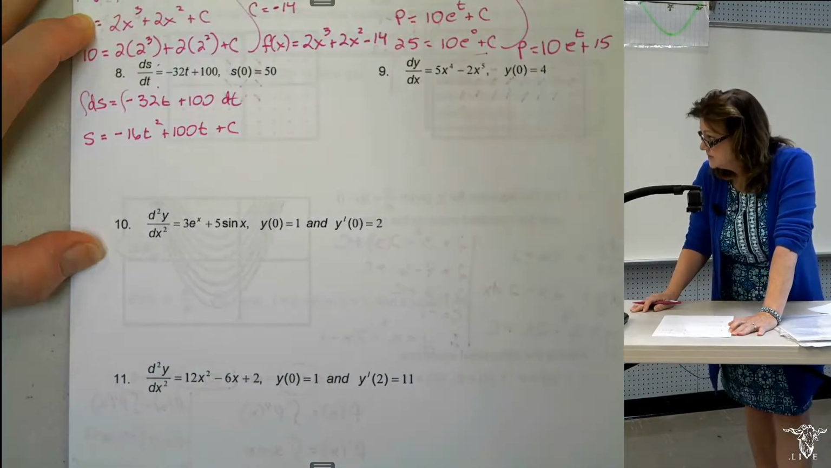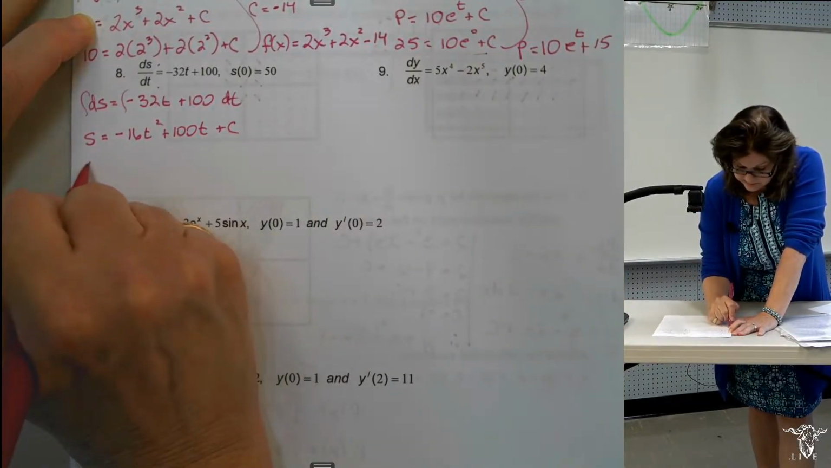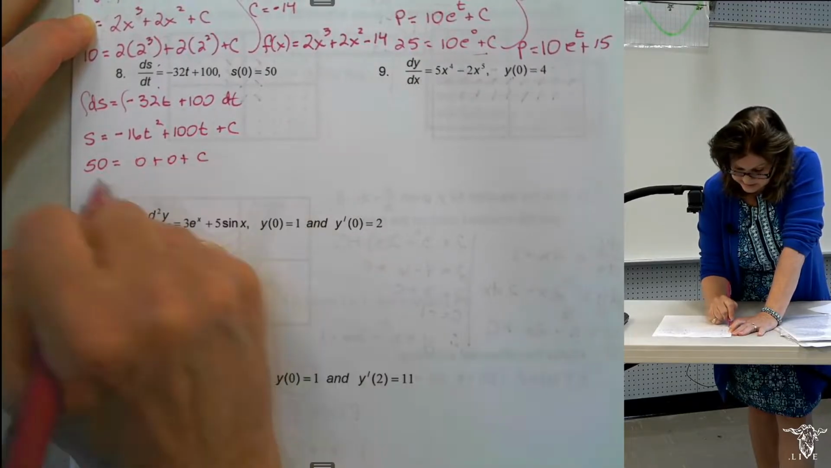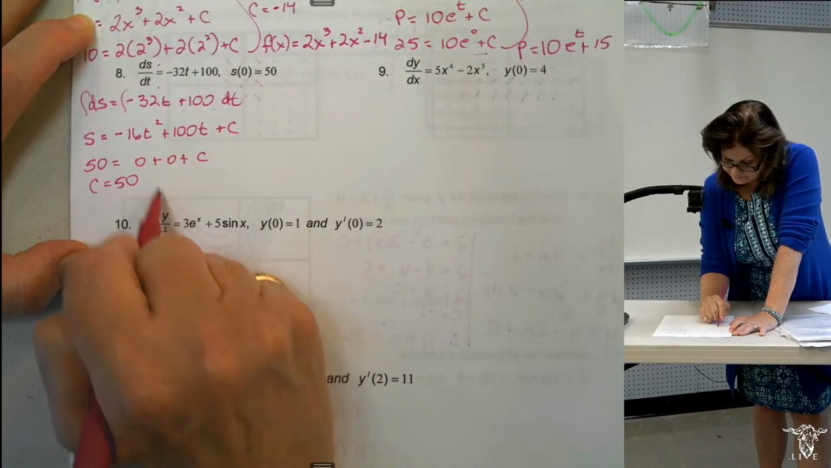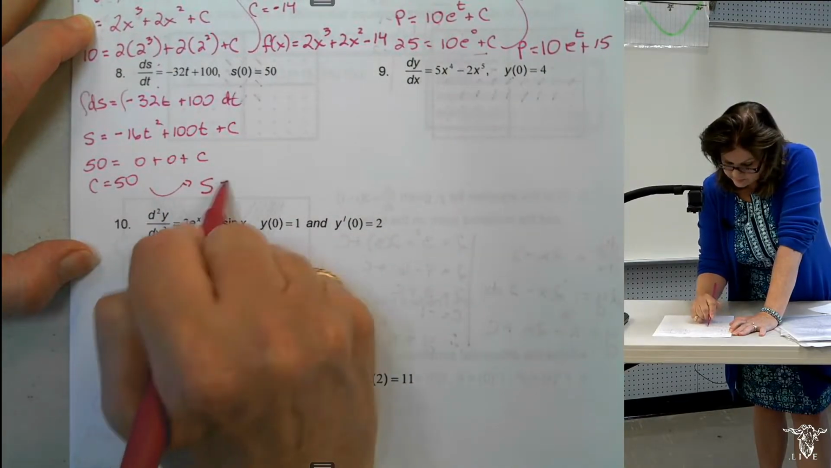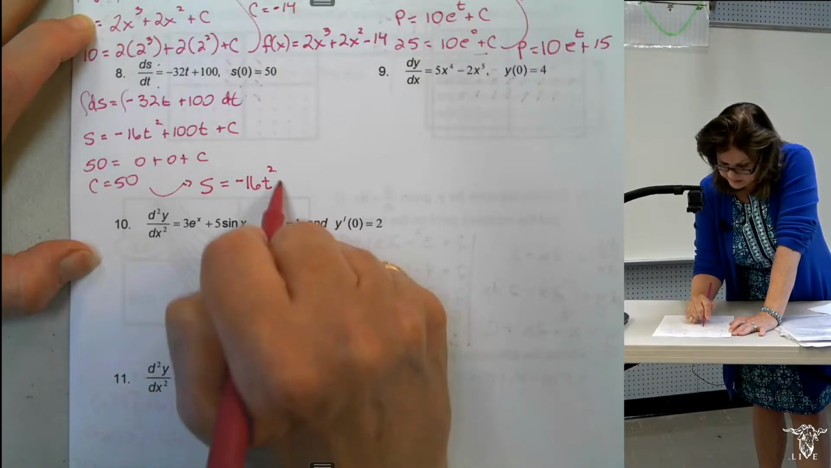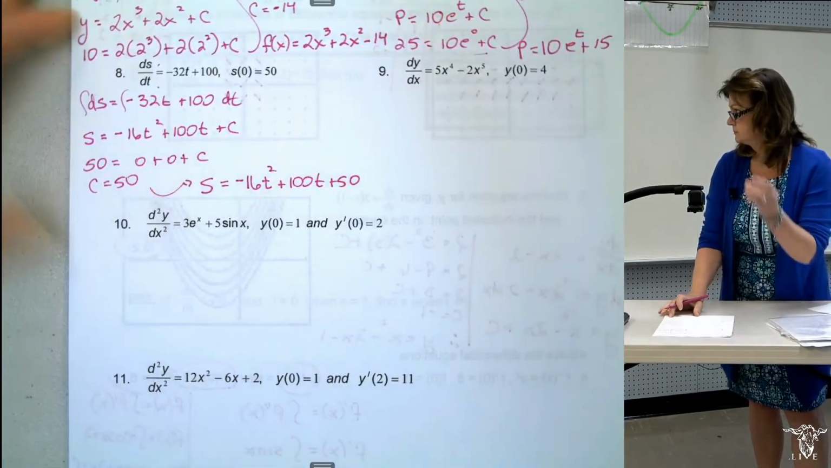See if we agree. S of 0 is 50. So 50 is 0, 0, plus c, so c equals 50. Therefore, s is negative 16t squared plus 100t plus 50.